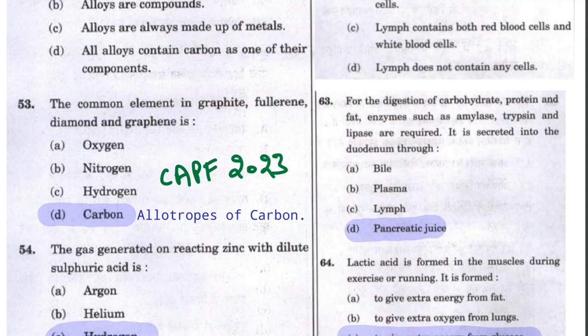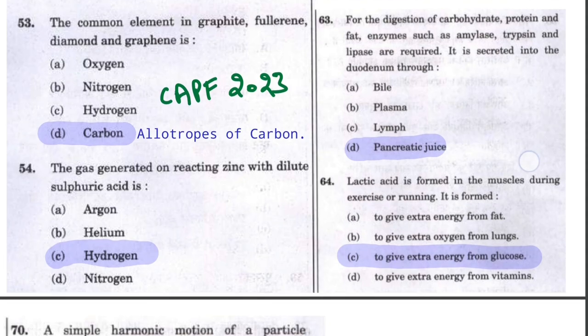Duodenum is part of the small intestine. So all these three, amylase, trypsin and lipase, are secreted through pancreatic juice. Just remember this. Pancreatic juice consists of amylase, which helps in digestion of carbohydrate, trypsin, which helps in digestion of protein, and lipase, which helps in digestion of fat.